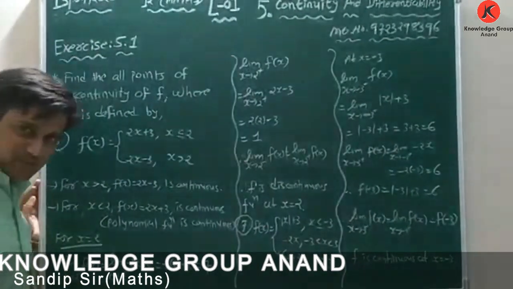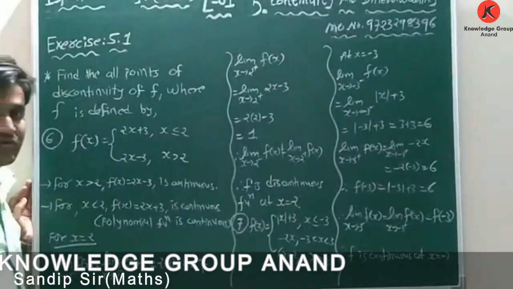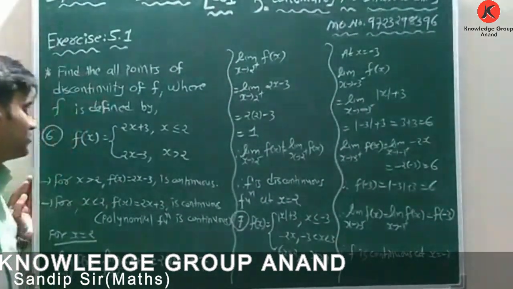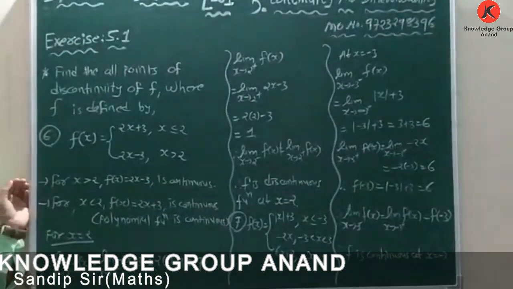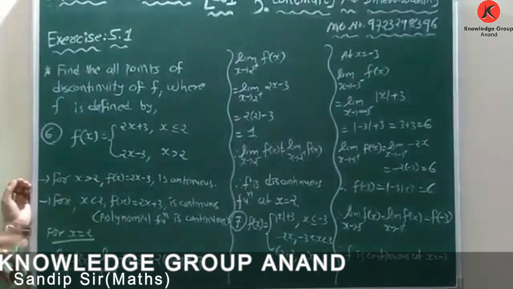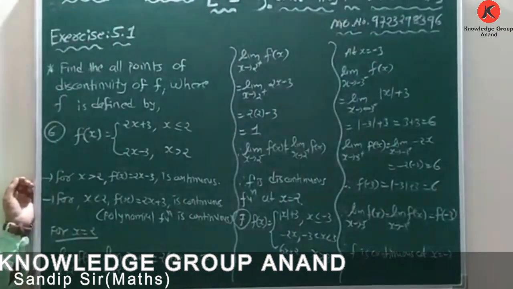5.1 continue કરીએ આપણે. ઓકે, last time આપણે 5 example complete કરેલા, 4th and 5 homework માં તમને આપી દઉં. બરાબર. ઓકે, 6 નંબરનો example. Find all the points of discontinuity of f where f is defined by the given function.